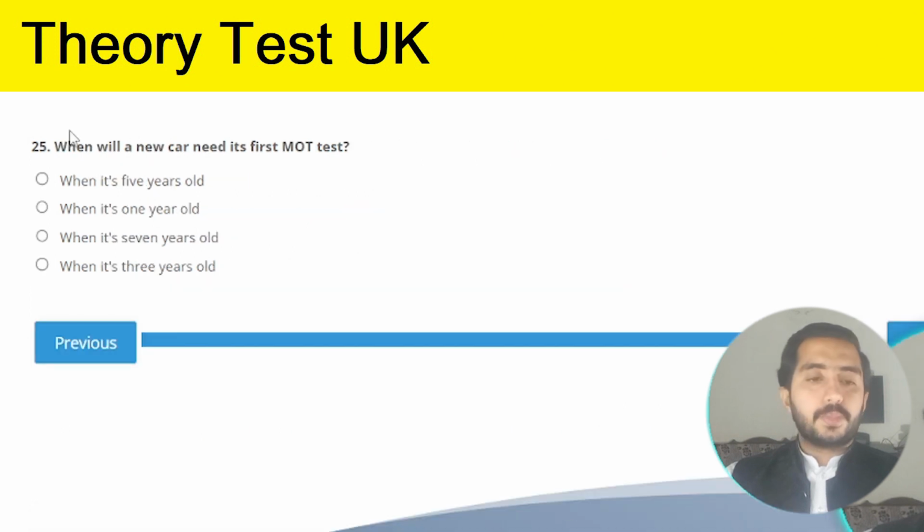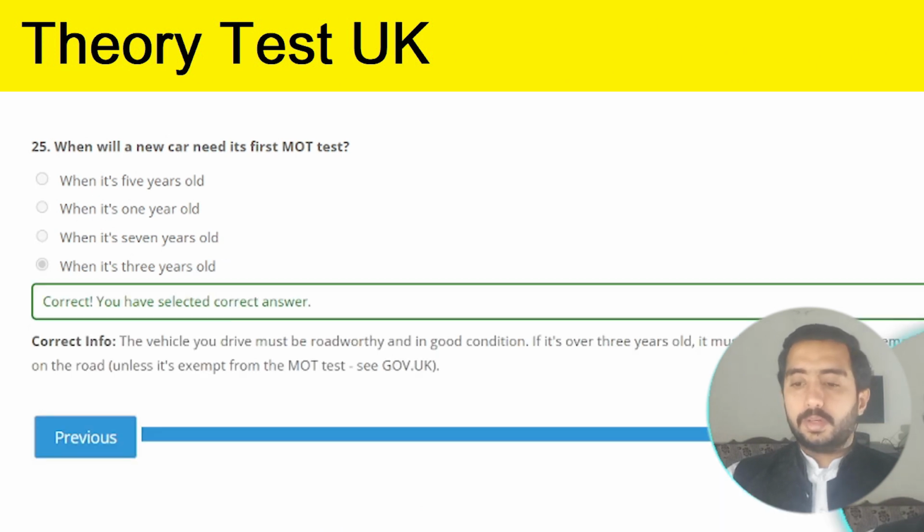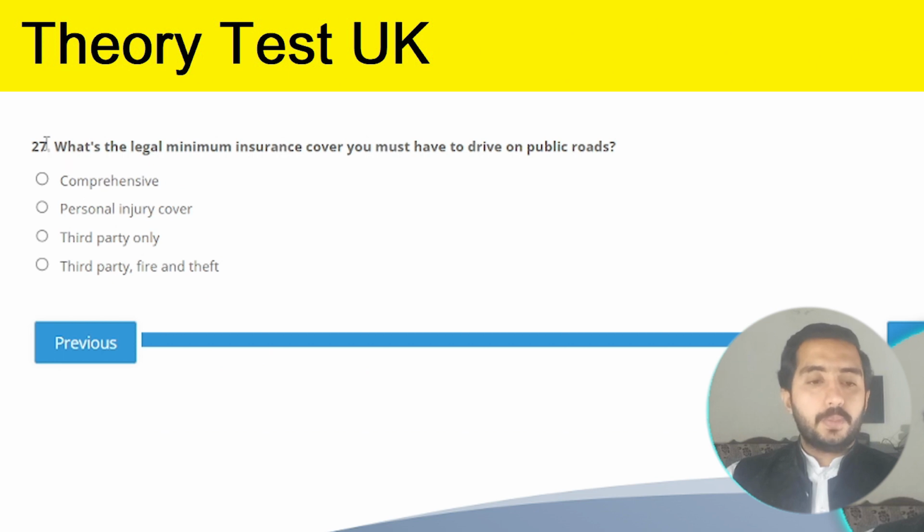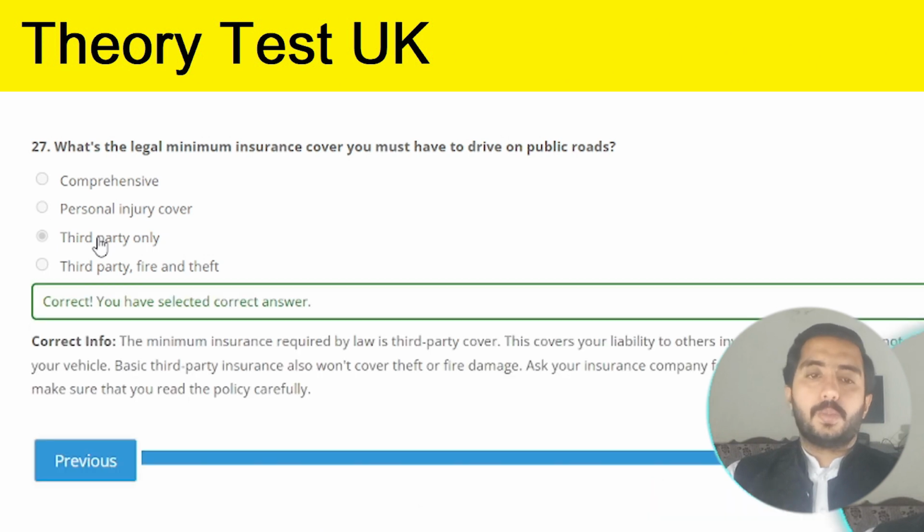Next one. Question number 25. When does a new car need its first MOT test? The correct option is when it's 3 years old. Option D is the correct one. Next question. Question number 27. What is the legal minimum insurance cover you must have to drive on public roads? The correct option is third party only. Option C is the correct option.